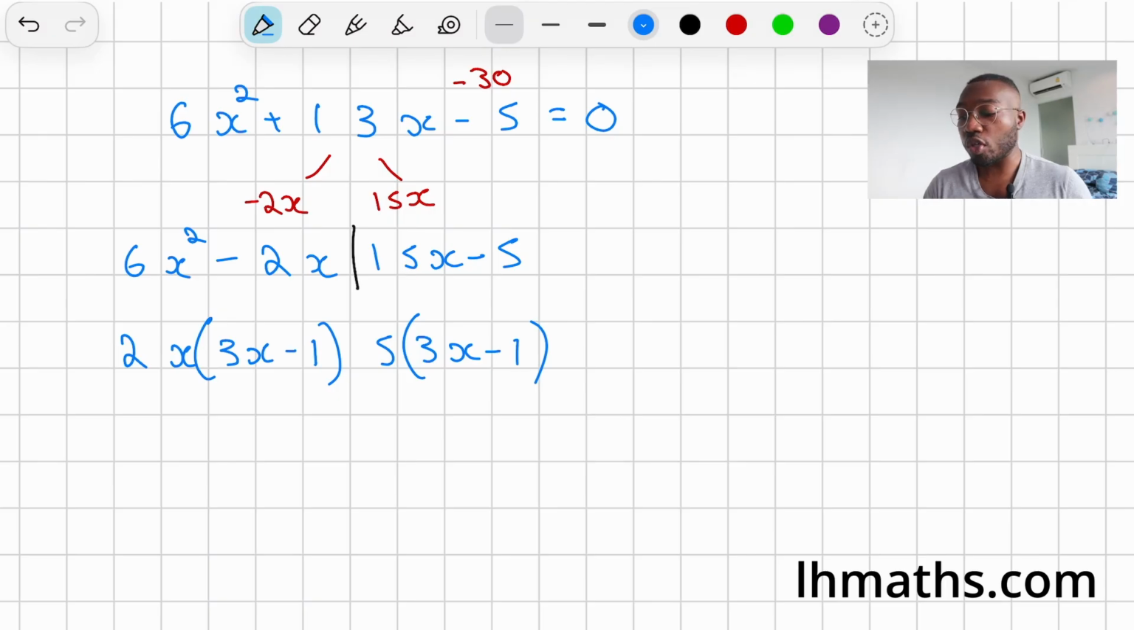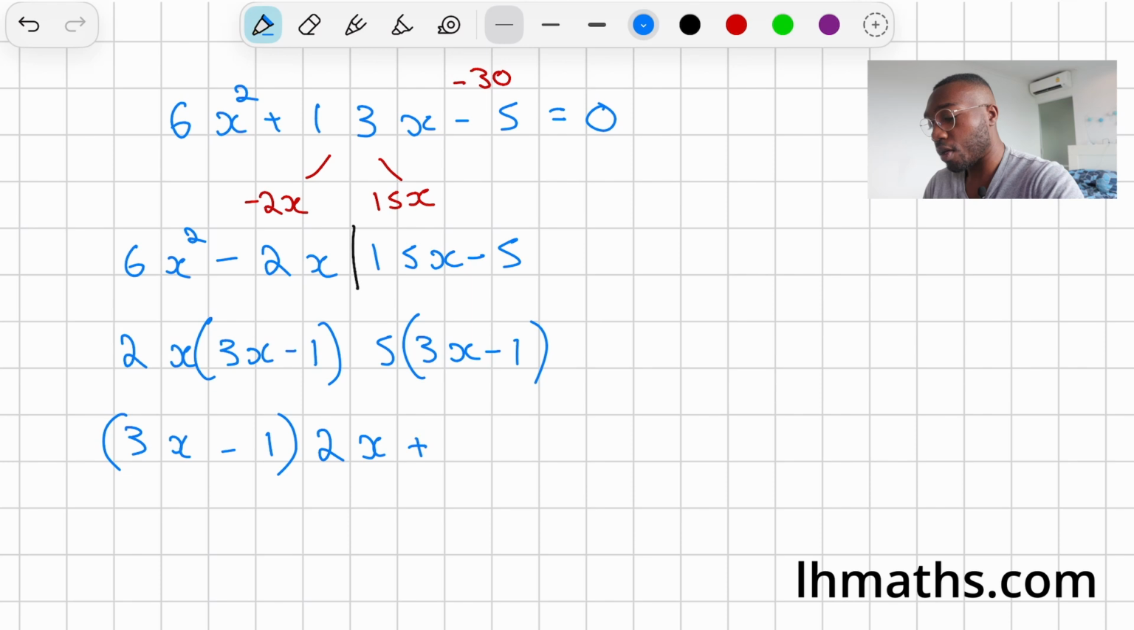So at this stage, which is good because all the values inside our brackets are the same, we know that one of our brackets has to be 3x minus 1. And then whatever's outside of the brackets, that makes your new bracket. So in this case, we have 2x plus 5, and that is equal to 0. So just like the previous question, now we have these two algebraic expressions inside the brackets, and they are equal to 0.